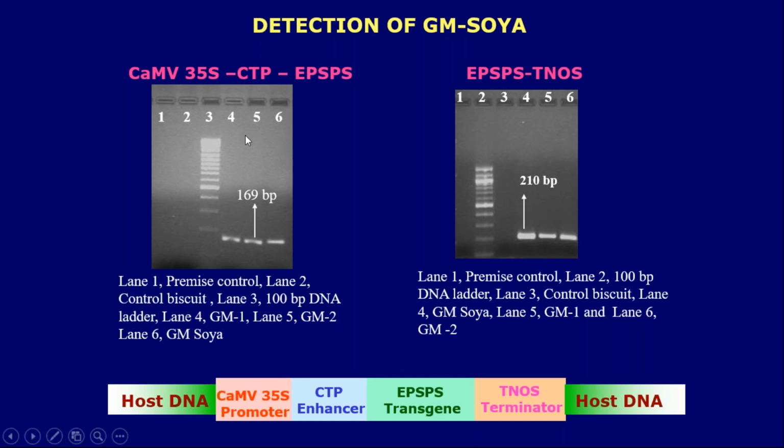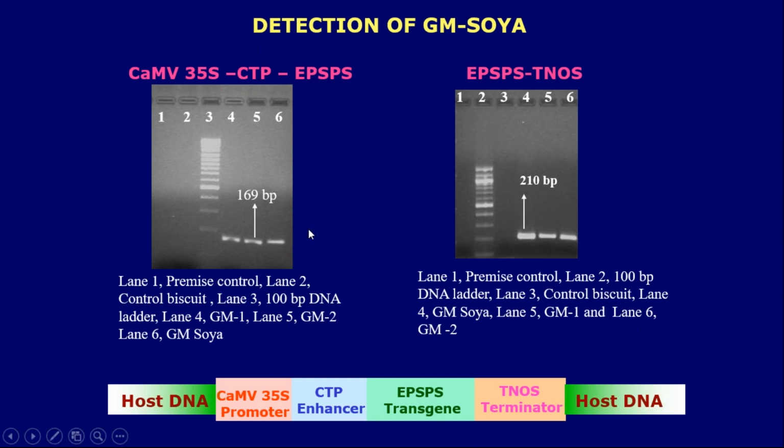So if you look at this gel, the first one is the premix control to say that you have not got it from the water. Now, number two is a control biscuit, which does not contain the GM soya. So you see there is no amplification of this gene region from here to here. There is no amplification of this region. However, if you look at number 4, which is a biscuit we have labeled GM1, and another biscuit which is GM2, and the last lane is the positive control or GM soya.